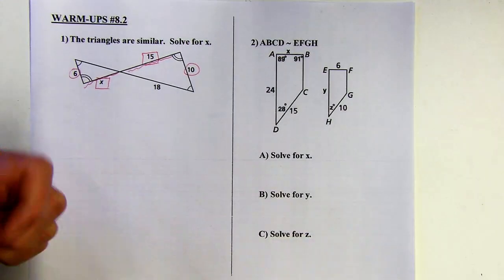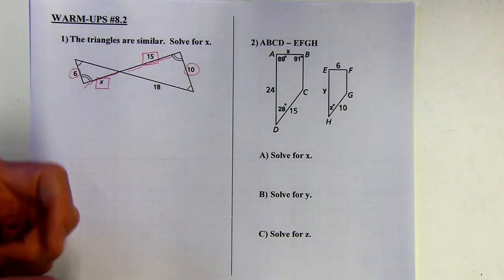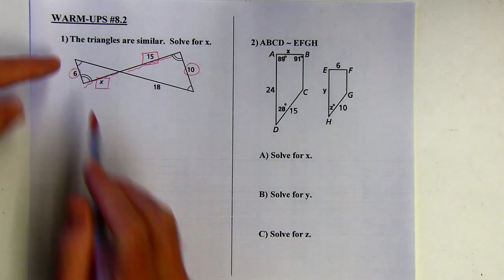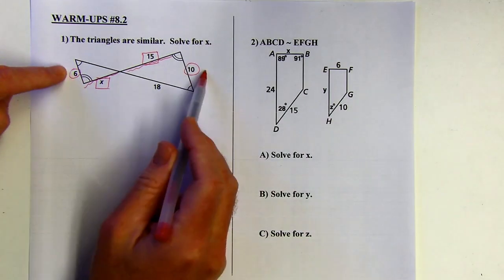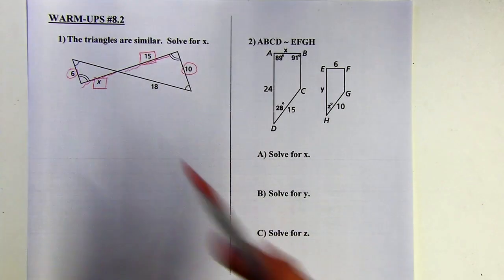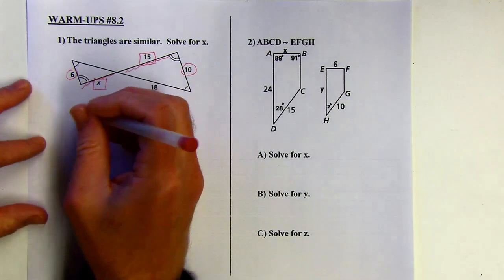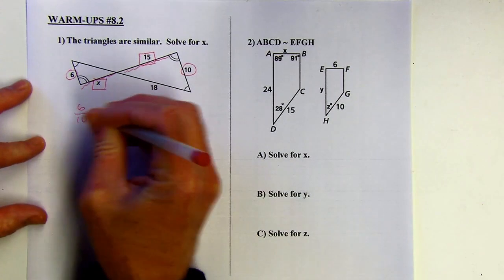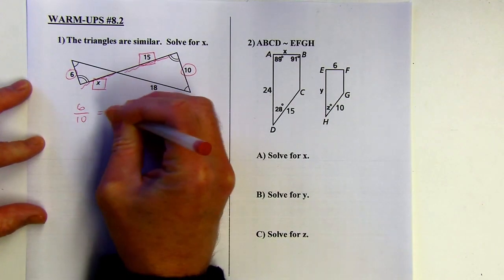I don't actually need the 18 at all to solve this. It's kind of a distractor. Okay, so I can now say that 6 should be to 10 as x is to 15, because in similar triangles, the sides will be in proportion. 6 is to 10 as x is to 15.